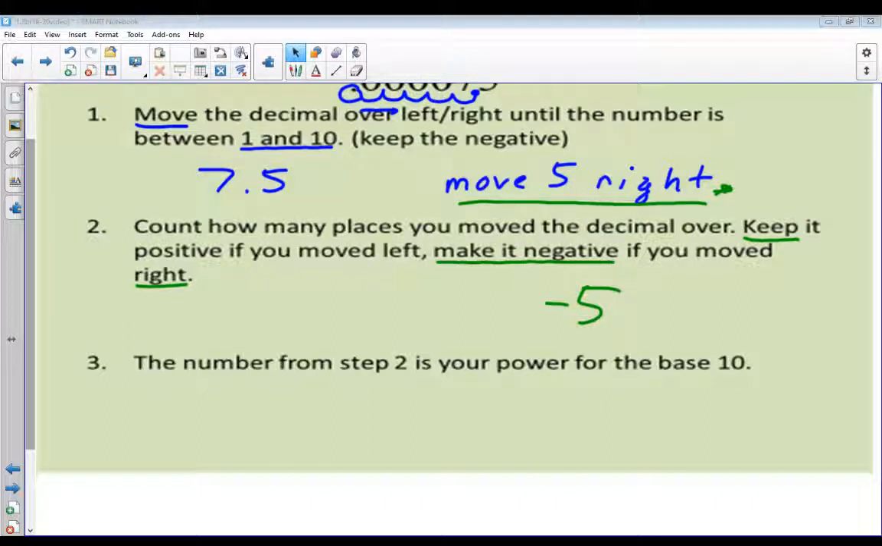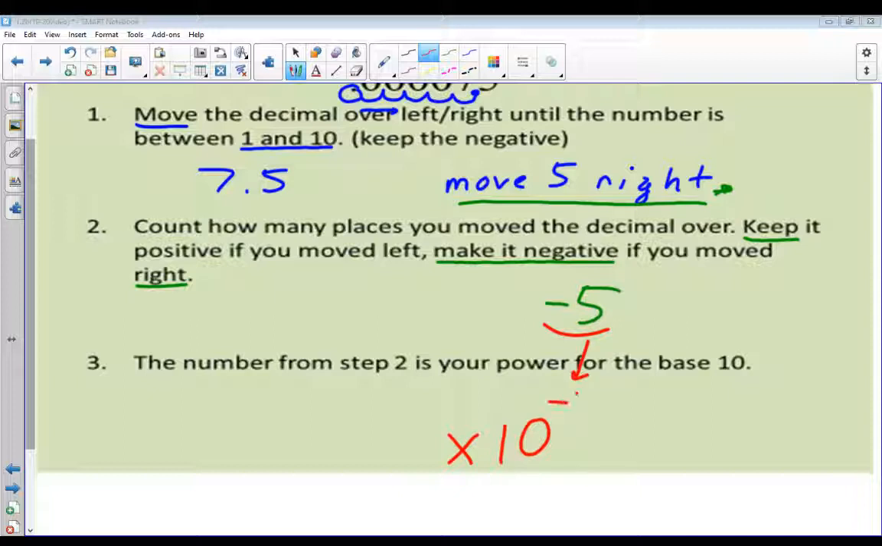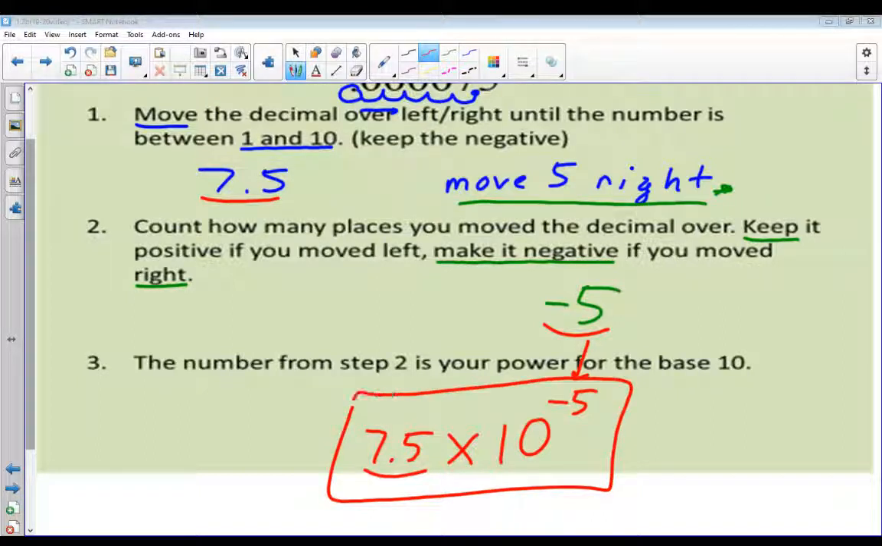And that's step 2. Step 3, the number from step 2 is going to be your power for base 10. Or in other words, in scientific notation, when we write 10 to the power, our power is going to be -5 that we figured out from step 2. And the number in the front is the number we got from step 1, or in other words, 7.5. And once you've done that, congratulations, you have just rewritten a number in scientific notation.